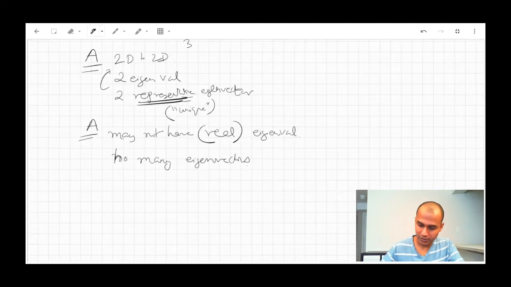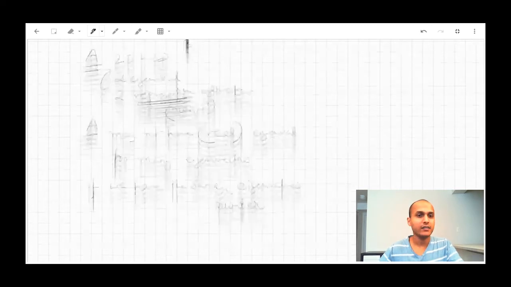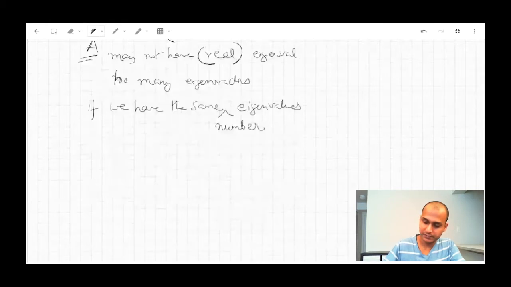So if we have the same number of eigenvalues as the dimension, then we can do a change of basis.